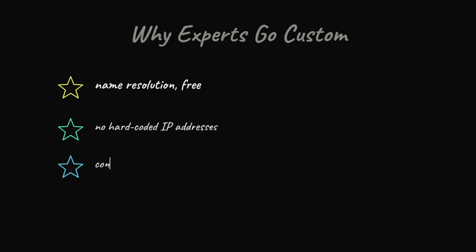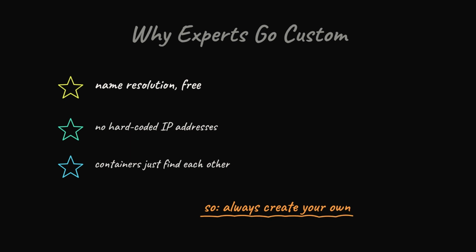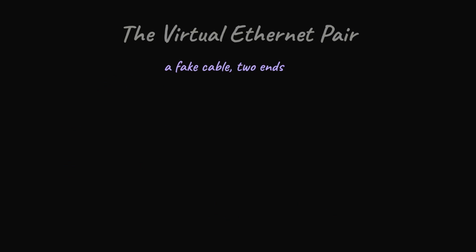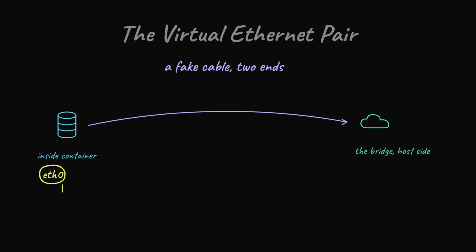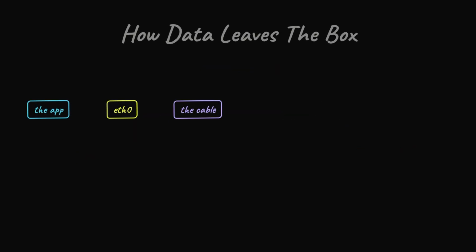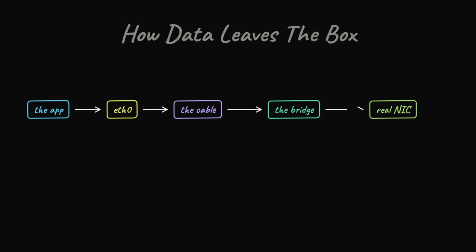Now let's talk about how the container physically connects to your machine, because this part trips people up. Docker creates something called a virtual Ethernet pair, basically a fake network cable with two ends. One end sits inside the container and shows up as an interface called eth0. The other end connects to the bridge on the host side. So when an app inside your container sends data, it travels through eth0 across this virtual cable onto the bridge and finally out through your machine's real network card.